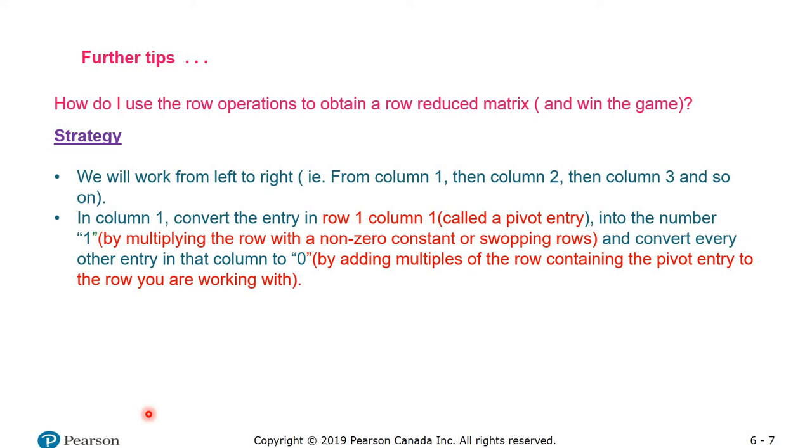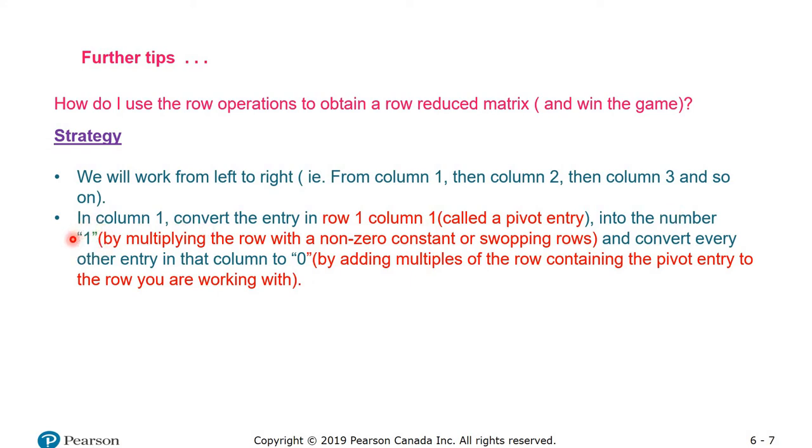When you are in column 1, you will first work with the entry in row 1, column 1. I'm going to call this entry your pivot entry. So you work with your pivot entry in column 1. You will then convert your pivot entry into the number 1. And you will then convert every other entry in that column to 0. So the question is, how do I convert my pivot entry into the number 1?